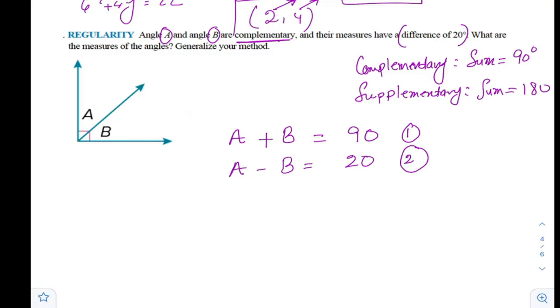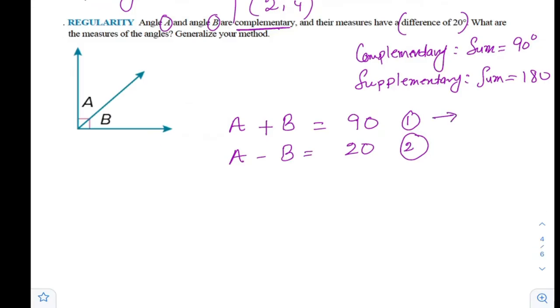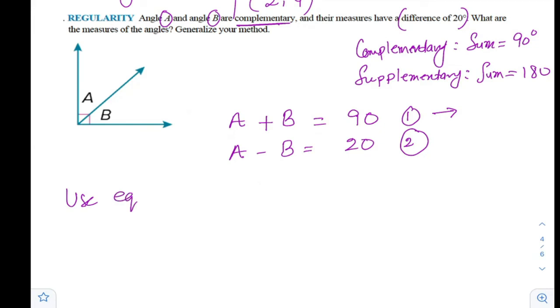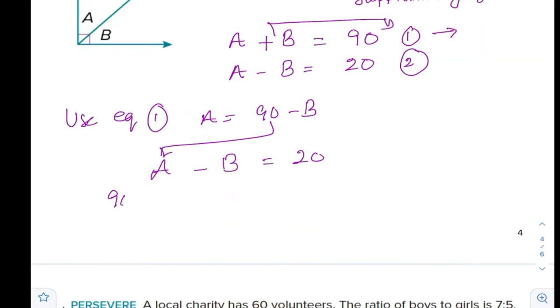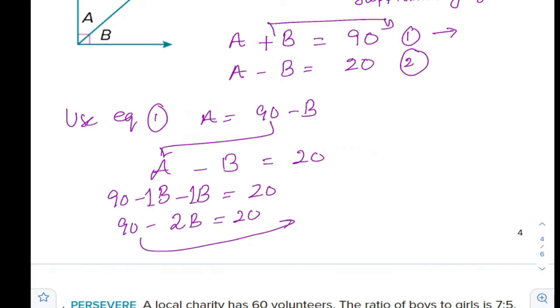How can we know the angles A and B? Same strategy. Use one of the equations to give, the other one will take. So I'm using equation 1 to solve for A. So A is 90 minus B. Now equation 2, which is A minus B is equal to 20, will receive A. So it will be 90 minus B minus B is 20. This is 1B, so minus 2B, taking the 90.